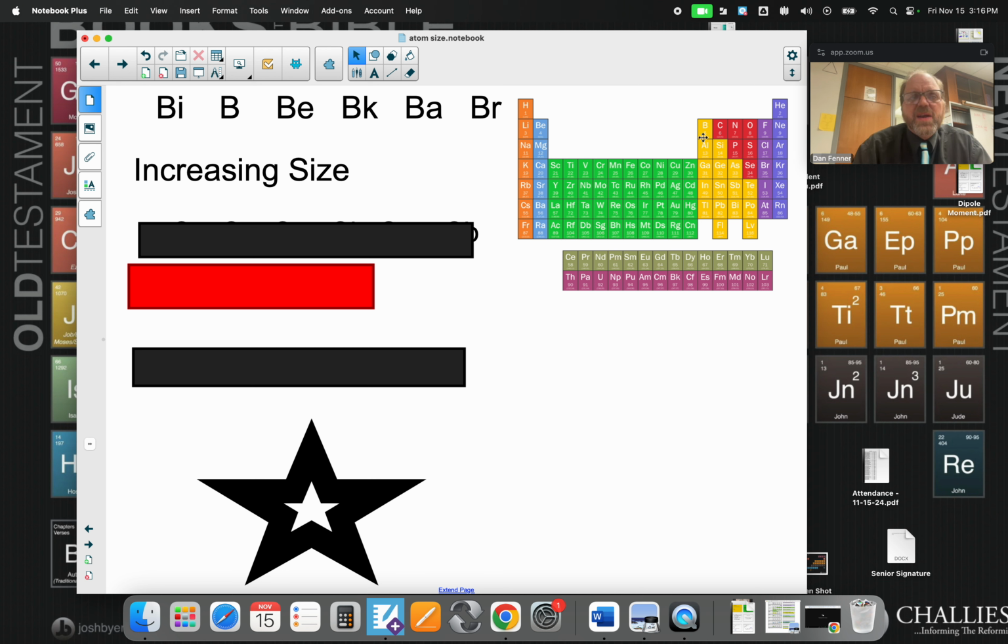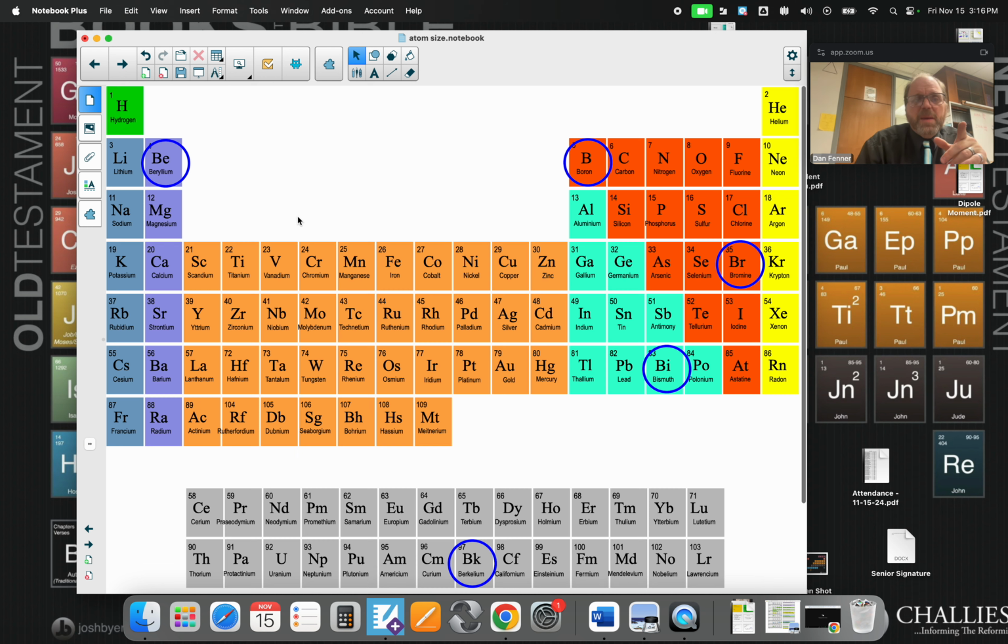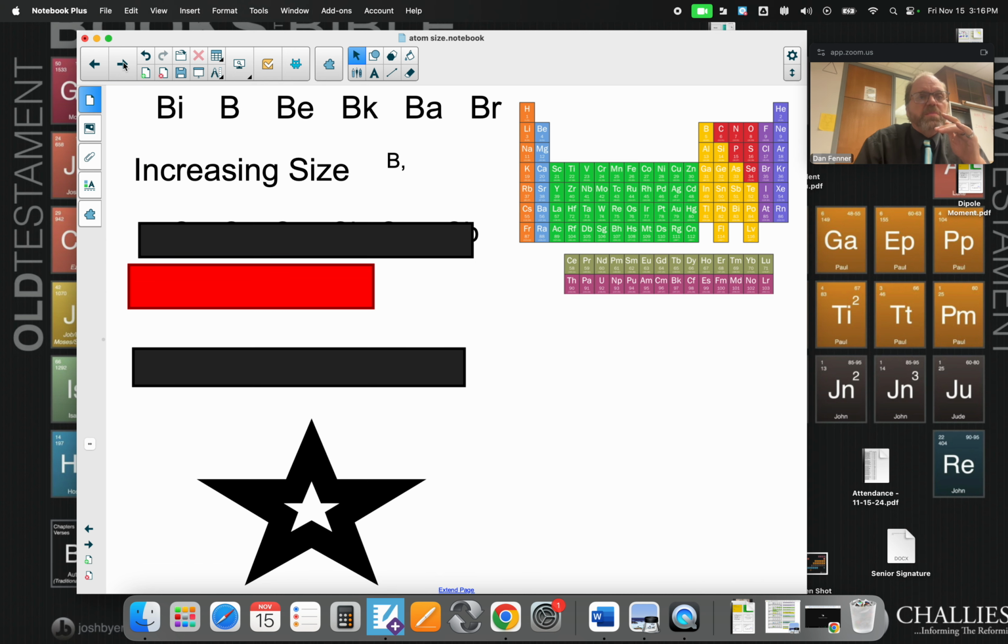All right, so let's take a look at the following elements here. Boron, which is right here, bismuth, which is right here, beryllium, which is right here, berkelium, which is down here, barium, which is over there, and bromine. Now, increasing, we want to go the one that's farthest up, farthest to the right. That would be boron. So boron would be my smallest.